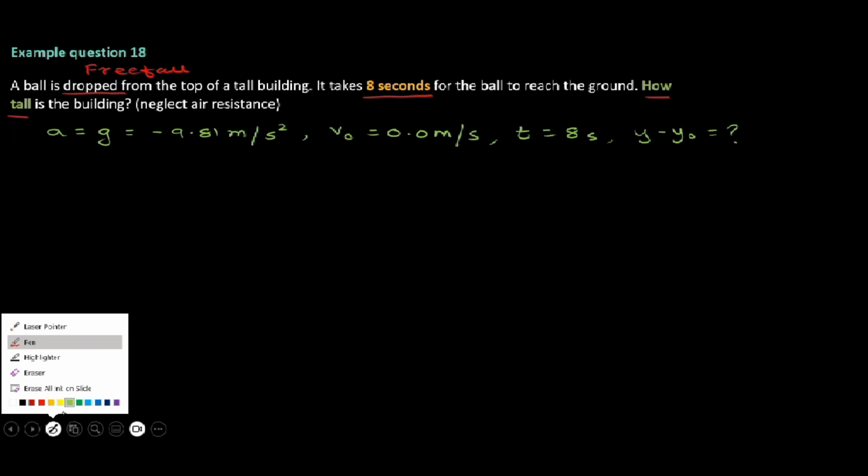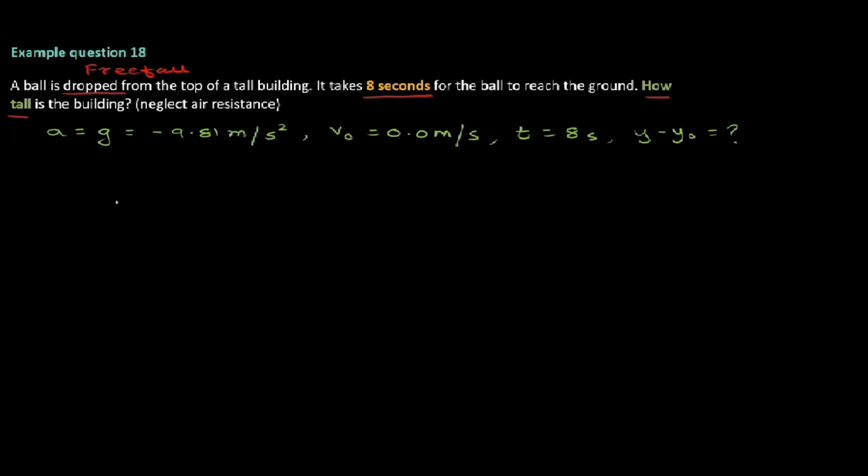Now to solve problems in free fall, we use the same equations of motion, but in place of x, we replace x with y. Acceleration a will be replaced by g, which is negative 9.81. Everything else remains the same. If I sketch my problem here, let's say this is the building, and you drop the ball from the top of the building. The height of the building is the same as the distance through which the ball falls. So I can find the height of the building by calculating the displacement of the ball, which is y minus y0.